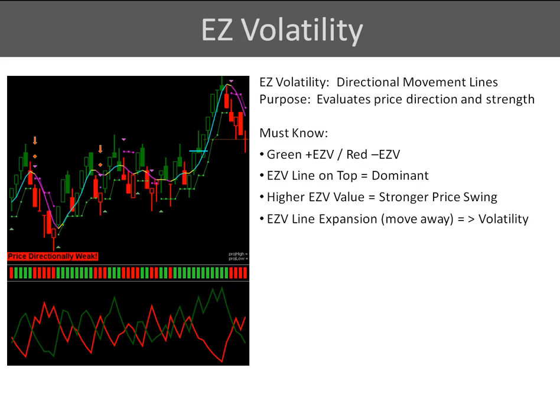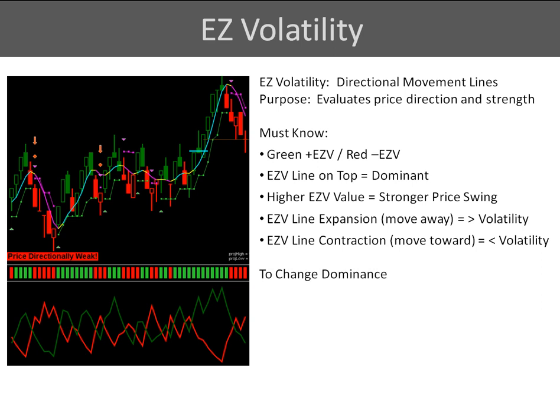When the two EC lines move away from each other, we are having an ECV line expansion, telling us increased volatility. When the two EC lines move toward each other, we are having an ECV line contraction, telling us decreased volatility.